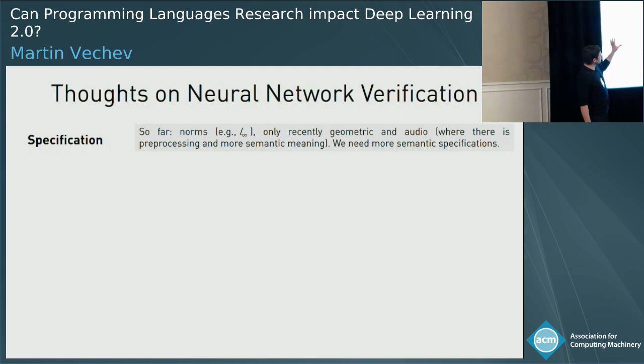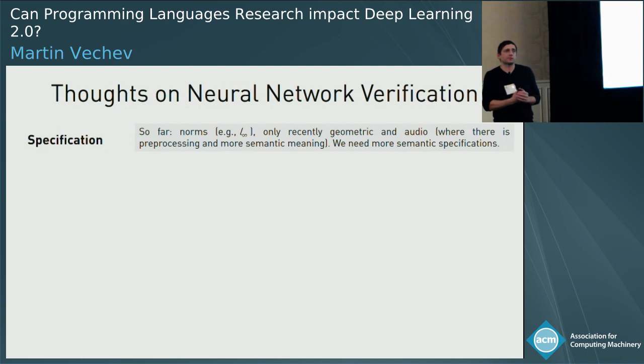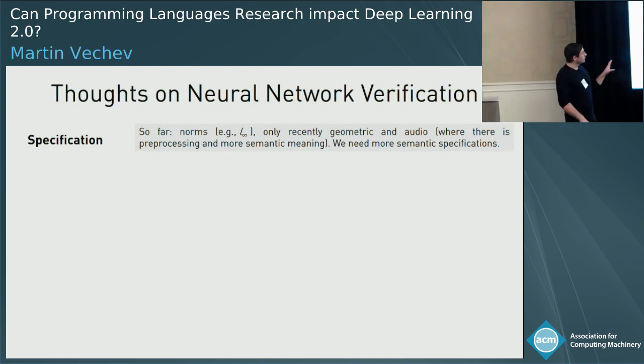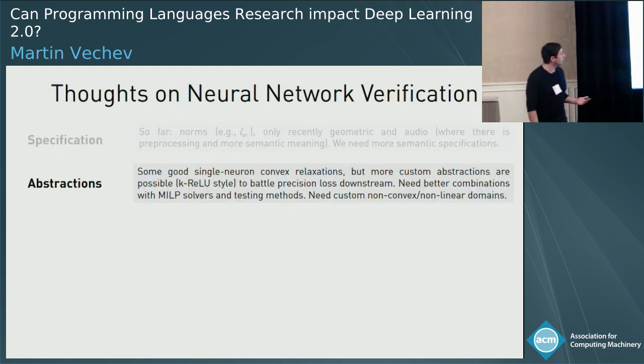So far, most of the specifications that have been considered have been norm-based, mostly L infinity norms of some kind, a little bit of L0, L1, but these kinds of things. There's very little in terms of semantic specifications, like rotations, like audio processing, some deeper pipelines. We really haven't investigated much of this. So we must do that, because specifications drive abstractions. You cannot have abstractions without specifications.